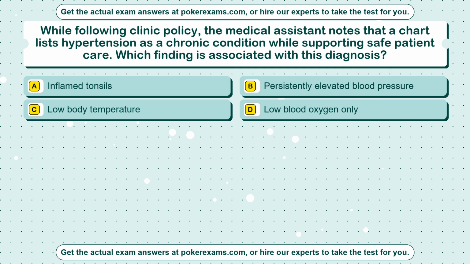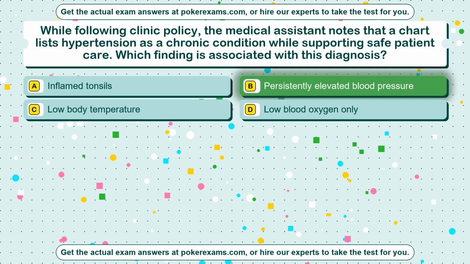Question 53. While following clinic policy, the medical assistant notes that a chart lists hypertension as a chronic condition while supporting safe patient care. Which finding is associated with this diagnosis? Option A, inflamed tonsils. Option B, persistently elevated blood pressure. Option C, low body temperature. Option D, low blood oxygen only.